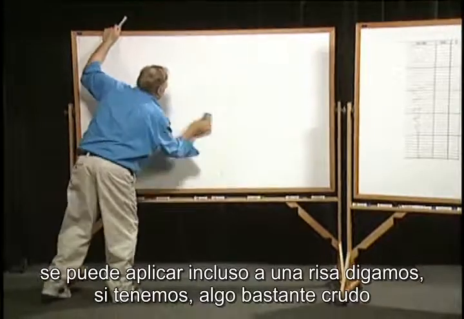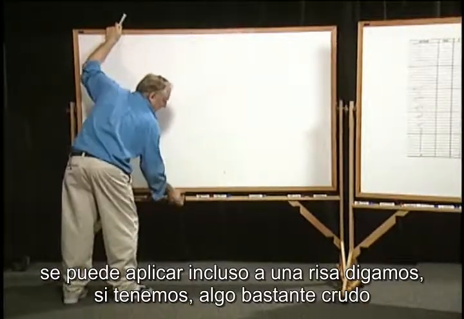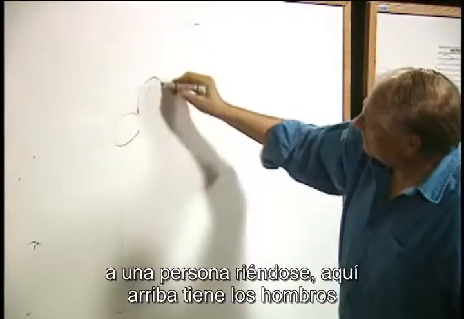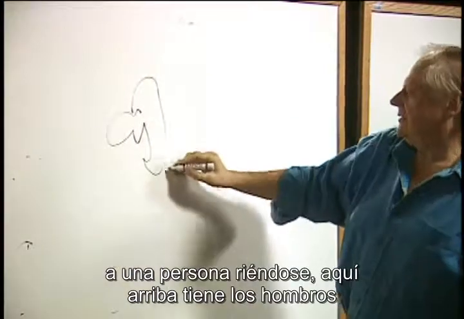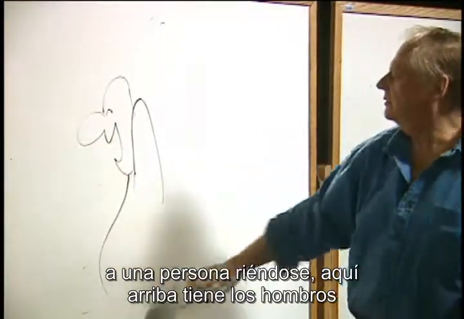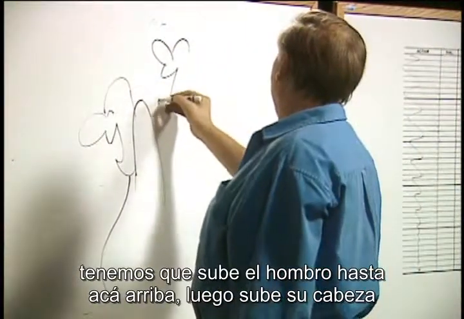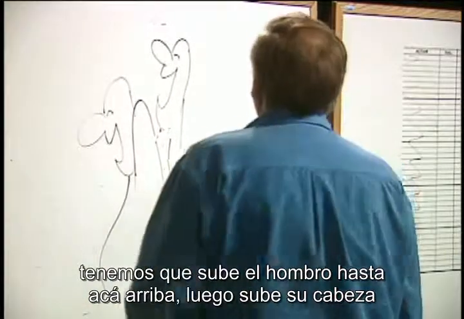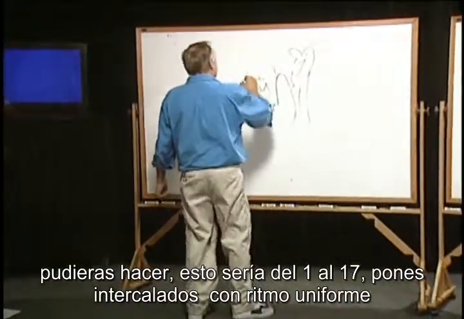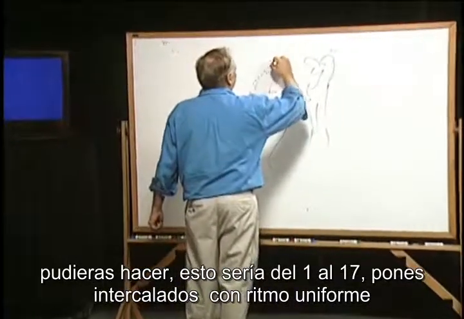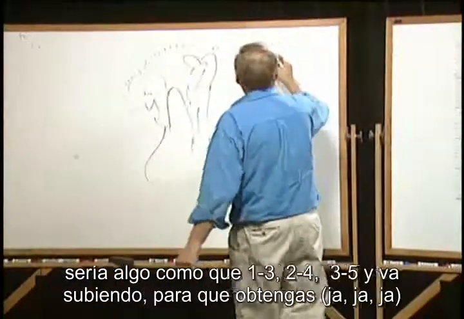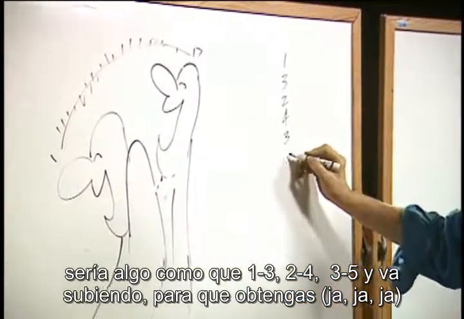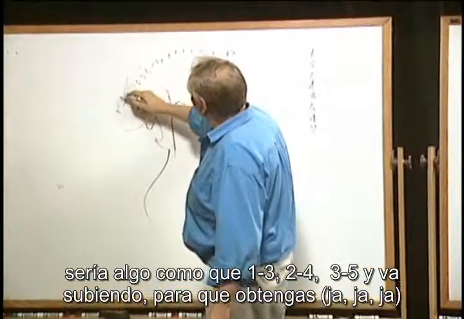It can apply to a laugh, say. If you had, this is going to be pretty crude, somebody laughing, say the shoulders are up here, and he's going up into there, with the shoulders down. And that could be 1 and 17. Now, you just put in even in-betweens, and you can run up sort of 1, 3, 2, 4, 3, 5, and work your way up.